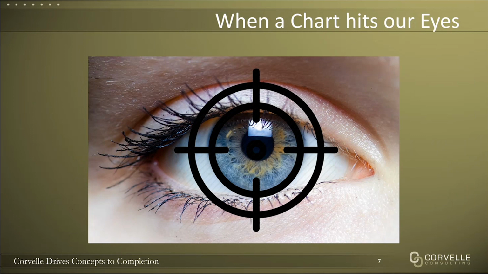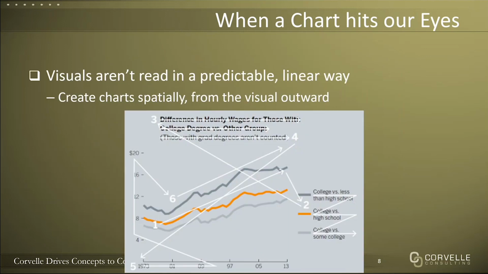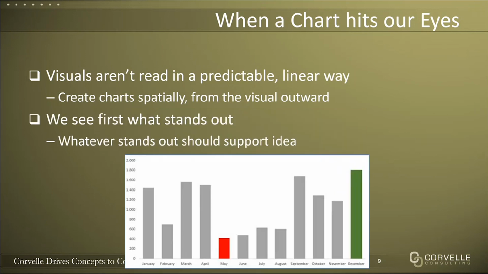Okay, so what actually happens when the chart hits our eyes, or more precisely, when the light from a chart hits our eyes? Understanding the physiology of how light interacts with our eyes and brains is important to creating powerful data visualization. So what happens? Visualizations aren't read in a predictable, linear way. Our eyes bounce around and we move from whatever attracts our attention. And we have to understand this issue to design good charts.